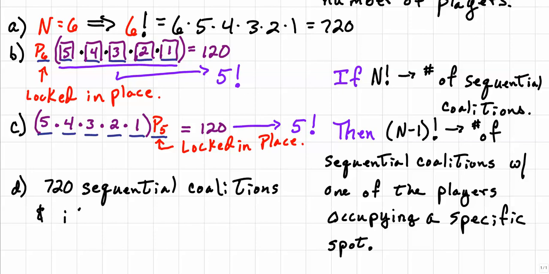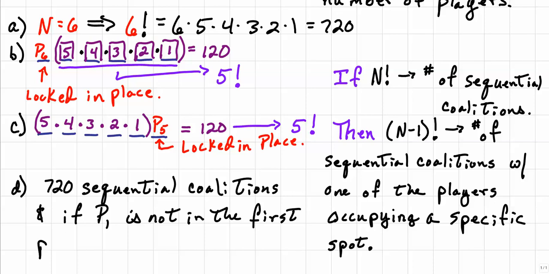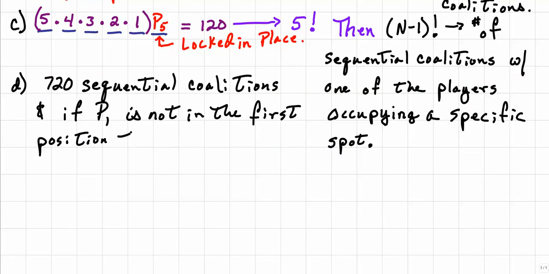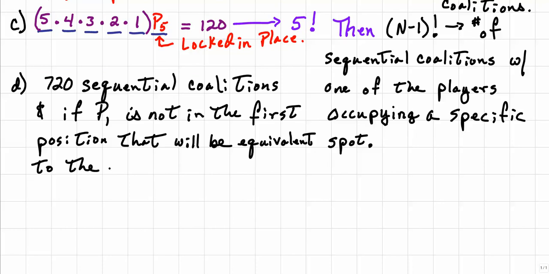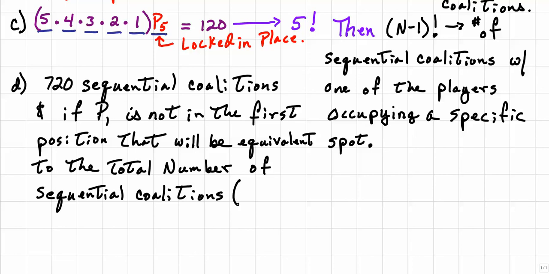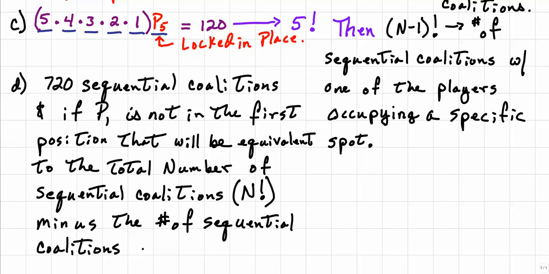and if P sub 1 is not in the first place, or I should say first position, that will be equivalent to the total number of coalitions indicated as n factorial minus the number of sequential coalitions with P sub 1 in the first position.